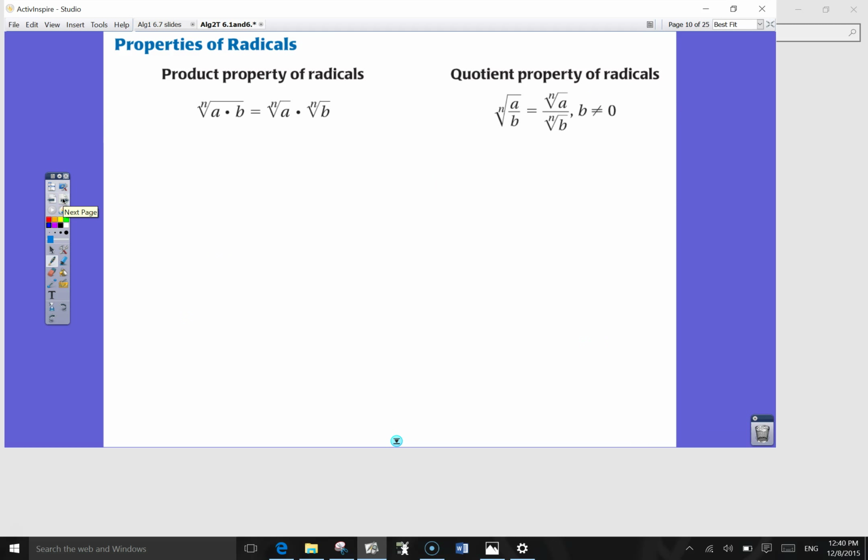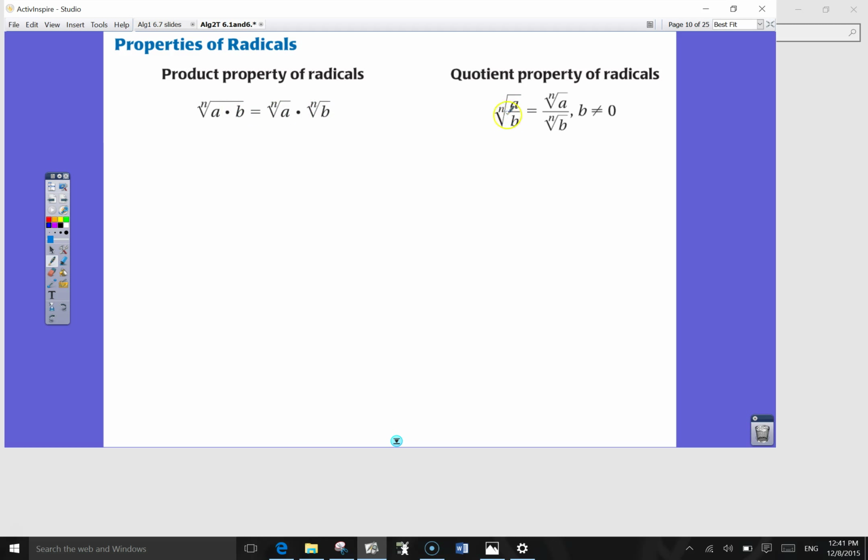So these are properties of radicals. Product property and quotient property, as you would think, are relating to multiplication and division, respectively. And we can use these in both directions. You can take one radical and split it up into the radical of the factors, or you can take the product of radicals and put them together by combining everything underneath the radicals.